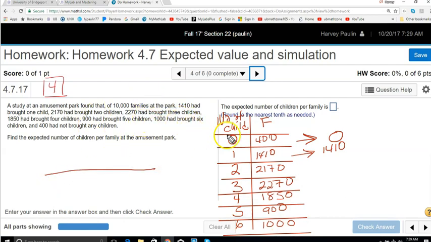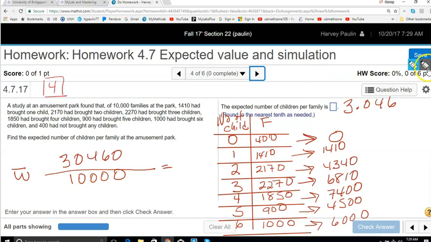Now, once we get a grand total, how many families were represented here? And the answer was 10,000. So we're going to take this grand total and divide it by 10,000 to get a weighted average. All right, let's go on.